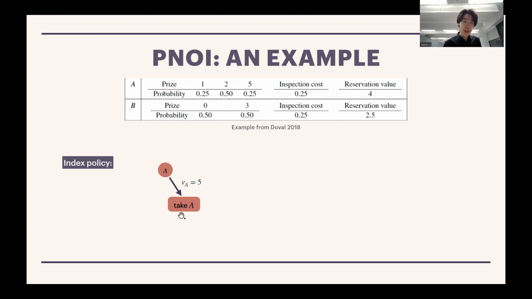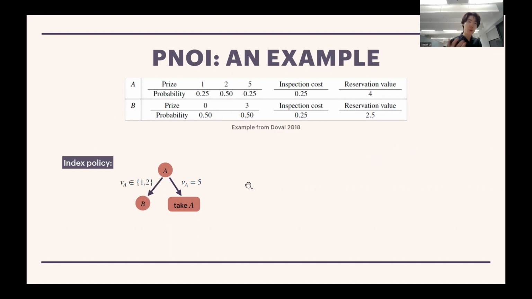And if you get value A equal to 5, then you should stop, right? 5 is the best value, and 5 is greater than the index of box B, right? So you should stop because this is a threshold. You already have a value greater than the remaining threshold, 2.5. Then it's not profitable to open box B. You should stop and take A.